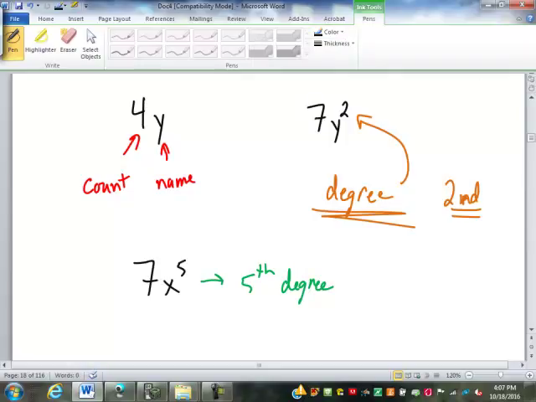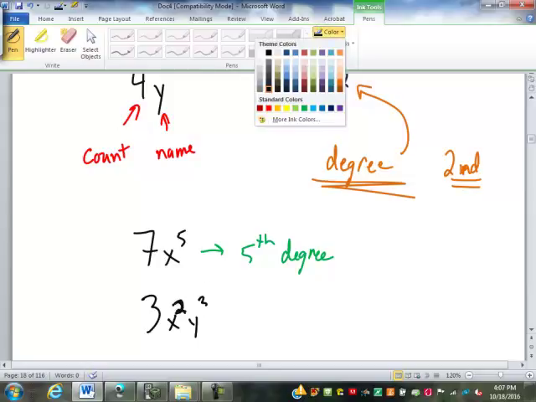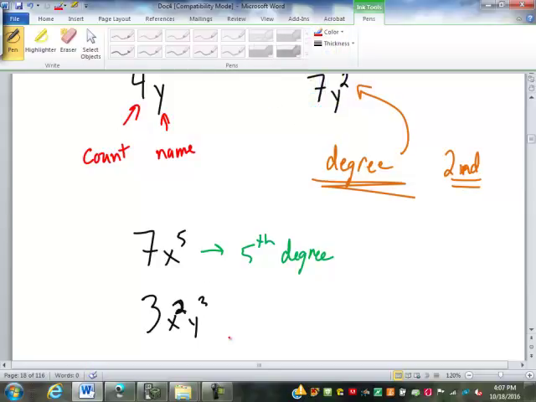Where it gets a little foggy is if I have more than one variable. So if I have something like 3x squared y to the 3rd, what degree is it? Well, whichever one is larger. I mean, different books handle it differently. For this textbook and for our purposes, we're just going to take the larger power. So this is a 3rd degree. It is possible to ask what degree in the variable x, what degree is this? Well, then you would go with the power on the variable x.